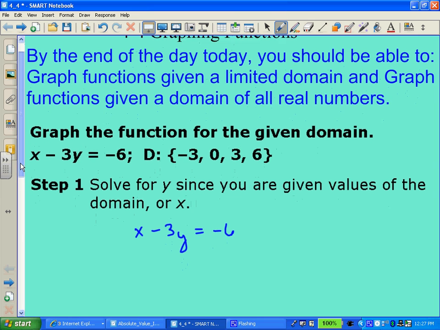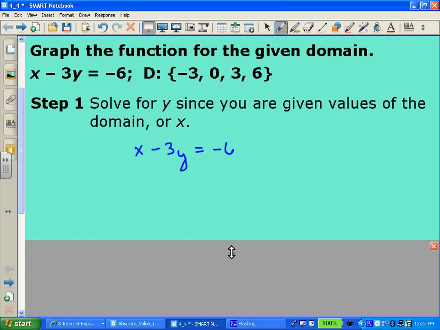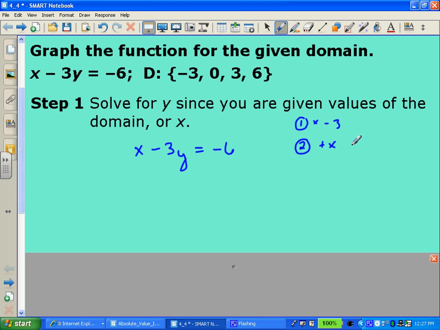So we need to solve this function for y. Now we did this back in 2-5, so all of you back in 2-5 wondering when are we ever going to use this? Here's your answer. So I need to get y by itself. So if I look at y, what's happening to it? Well, it's being times by -3, and then it's being added by x. So the first thing I have to do is subtract x. So let's do that.